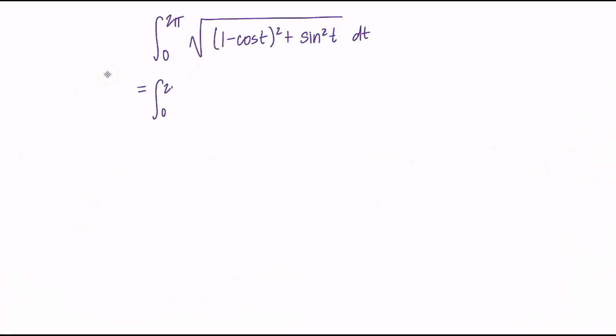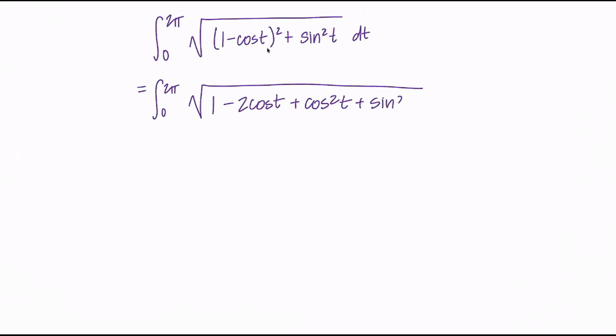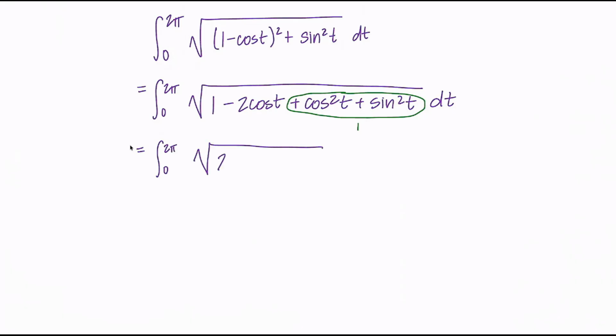We have the integral from 0 to 2 pi, and I'll put a big square root symbol. Underneath that square root, if I distribute out 1 minus cosine t times 1 minus cosine t, I'll have 1 minus 2 cosine t plus cosine squared t plus the sine squared t there. And now let's observe that cosine squared t plus sine squared t equals just 1. Now we have the integral from 0 to 2 pi, the square root of 2 minus 2 cosine t dt. So if we go ahead and combine the 1 plus 1, we get 2.